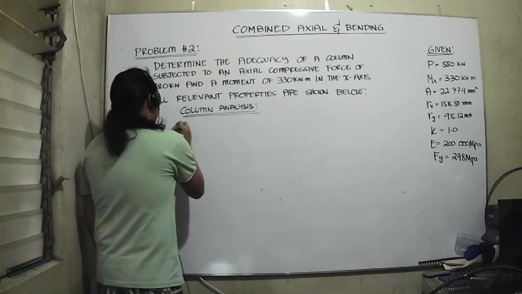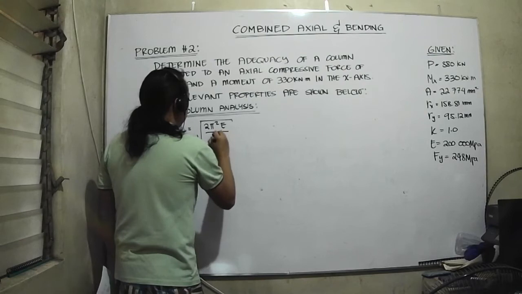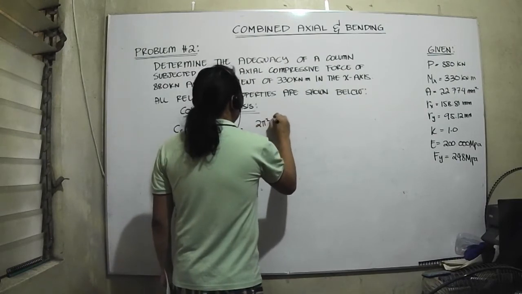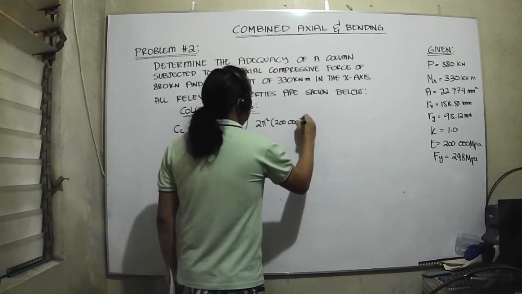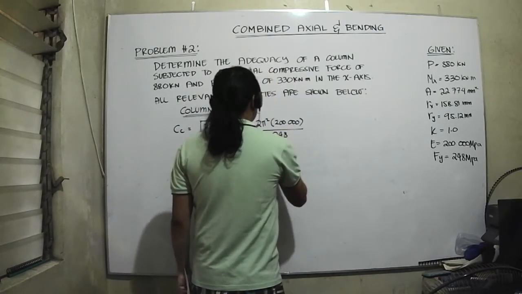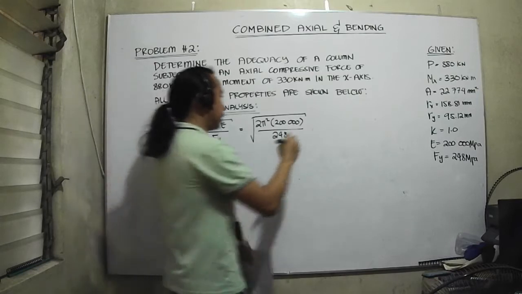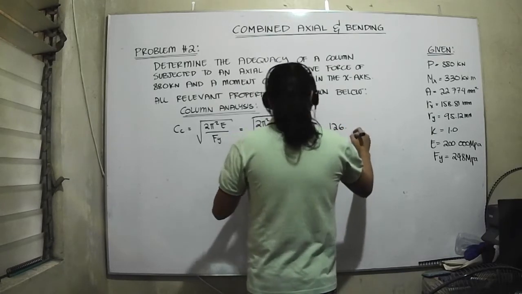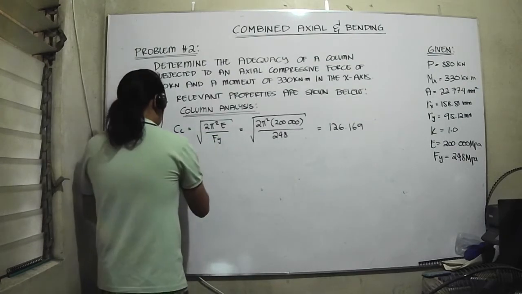The first thing we go for is Cc, which is equal to the square root of 2 pi squared E over Fy. With E equal to 200,000 megapascals, I'll just skip writing out the long solution. Anyway, I've given it in the first video, where the units come from, just to give you a good feel. Cc is 126.169.